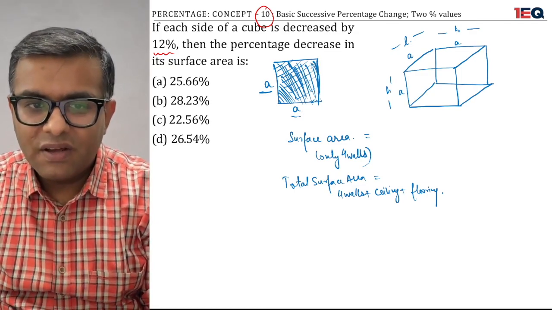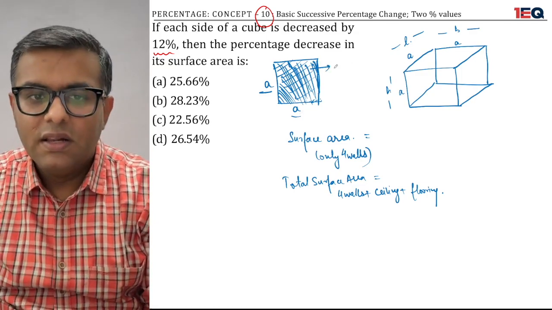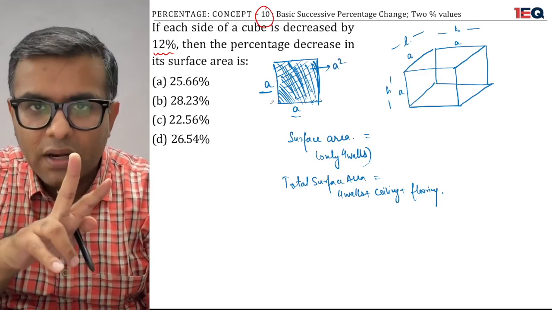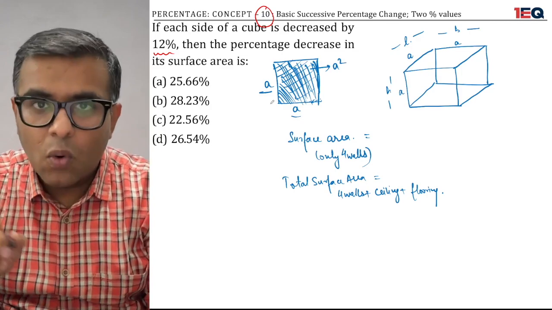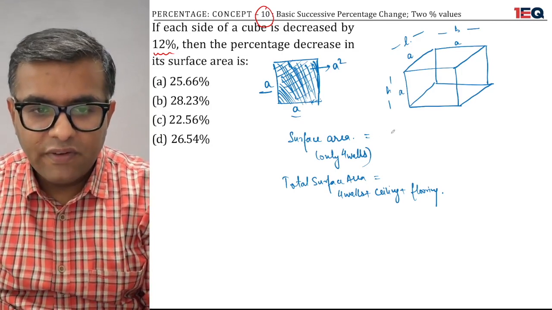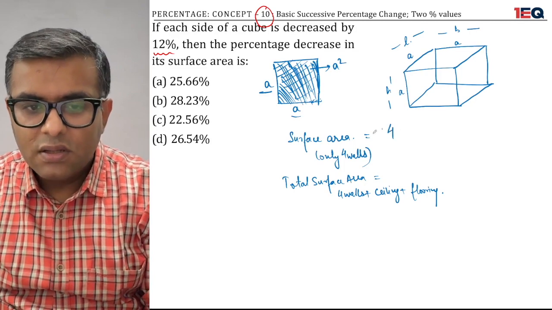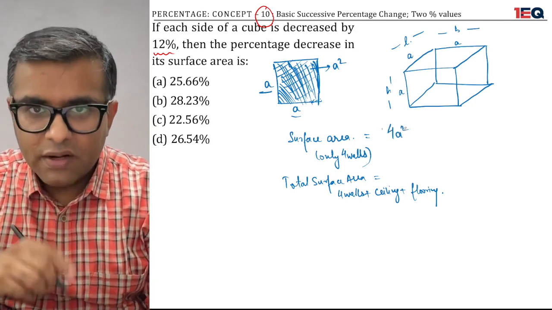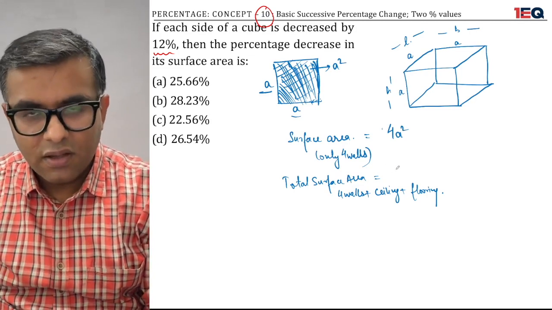So the amount of area that I'm covering in one wall is equal to the area of a square, the area of one square wall. When I'm doing it with four walls, the surface area would be 4a square.